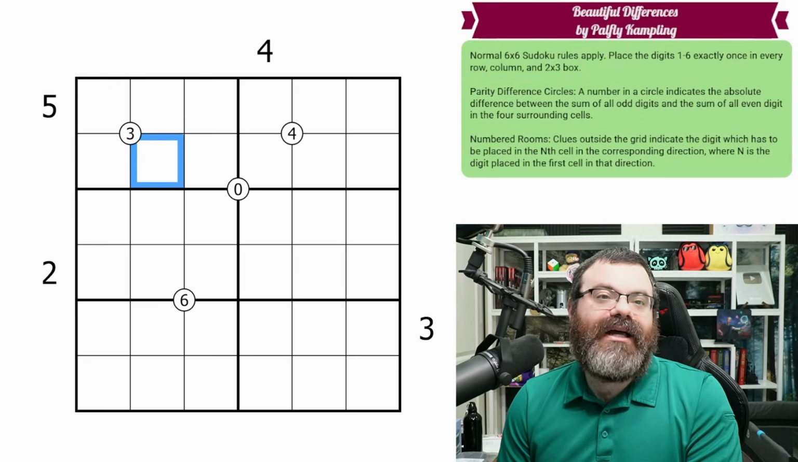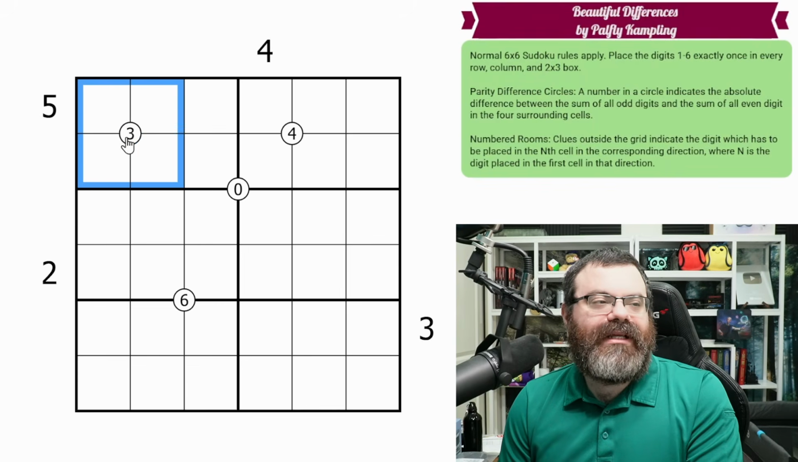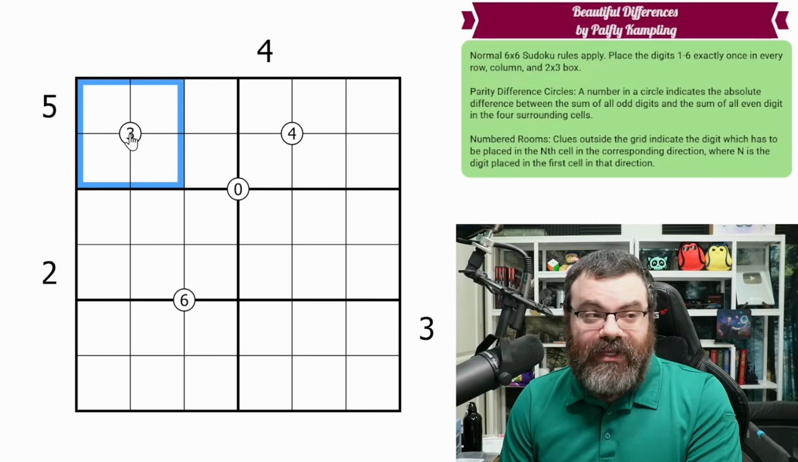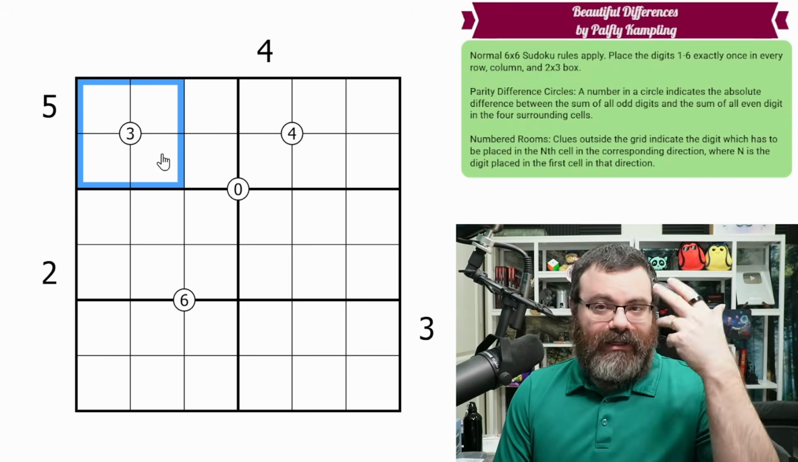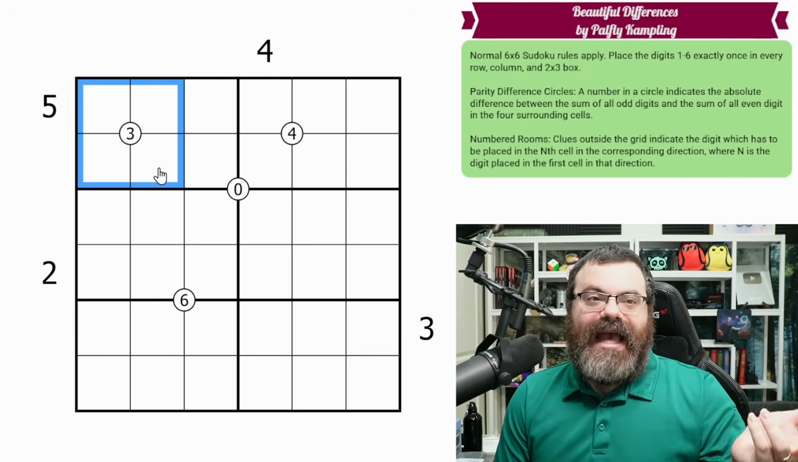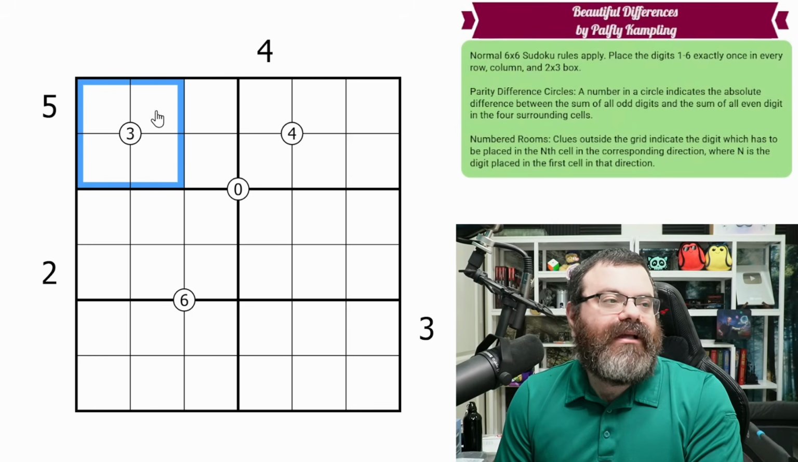That's quite the mouthful, but let's try to come up with an example here. So here it's touching 4 cells. This 3 is touching 4 cells, meaning that the difference between the sum of the odd digits and the sum of the even digits is 3. If you take the bigger minus the smaller, that's what it means by absolute. So the absolute value of the difference. So it doesn't matter which one you do first.